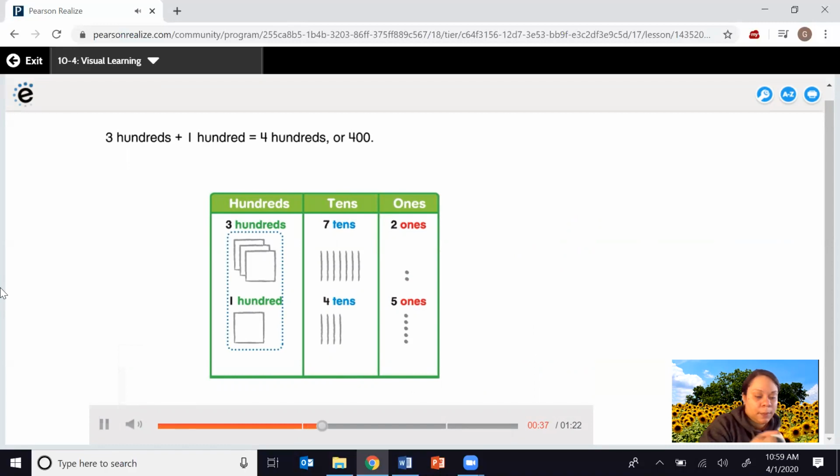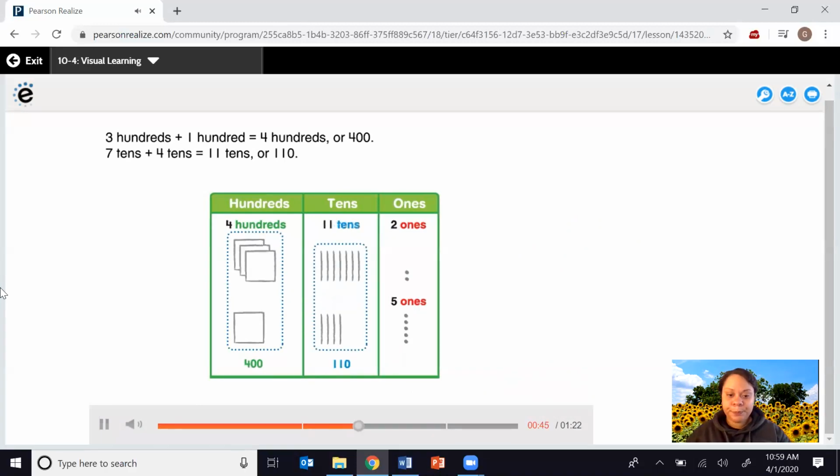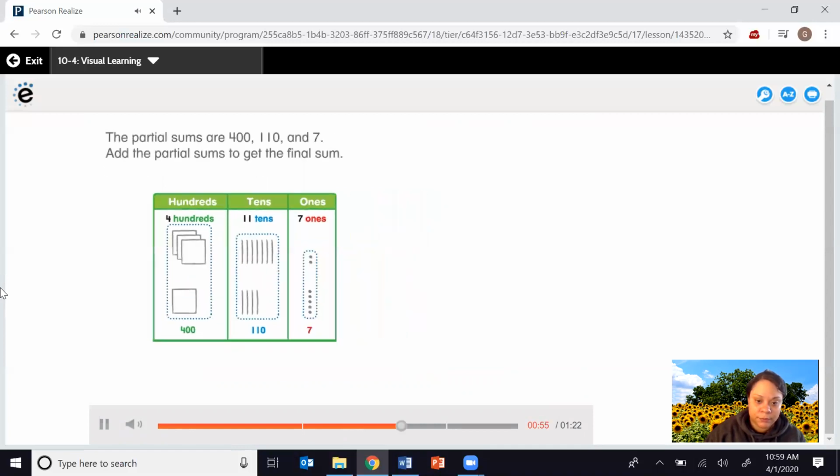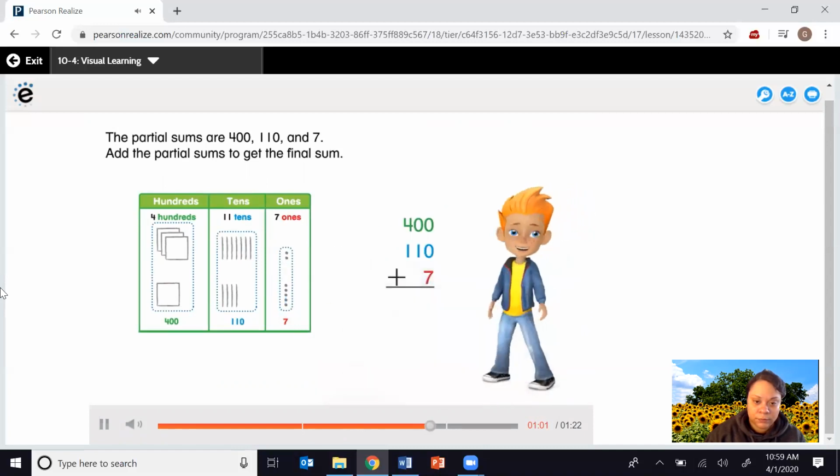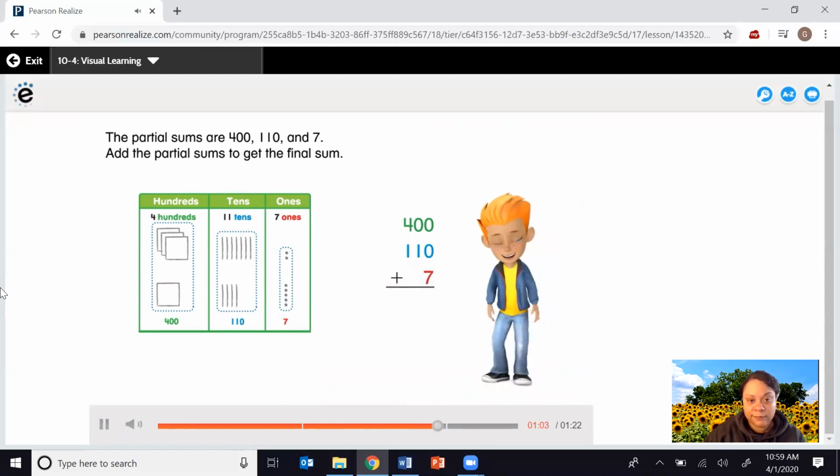300 plus 100 equals 400, or 400. 7 tens plus 4 tens equals 11 tens, or 110. 2 ones plus 5 ones equals 7 ones, or 7. 400, 110, and 7. Add the partial sums to get the final sum. What is the sum?